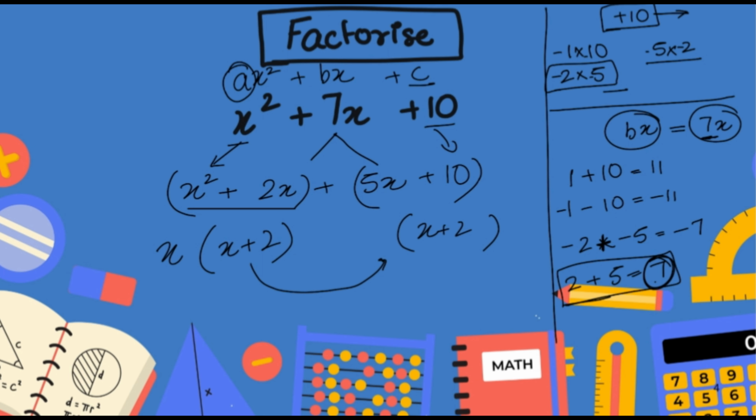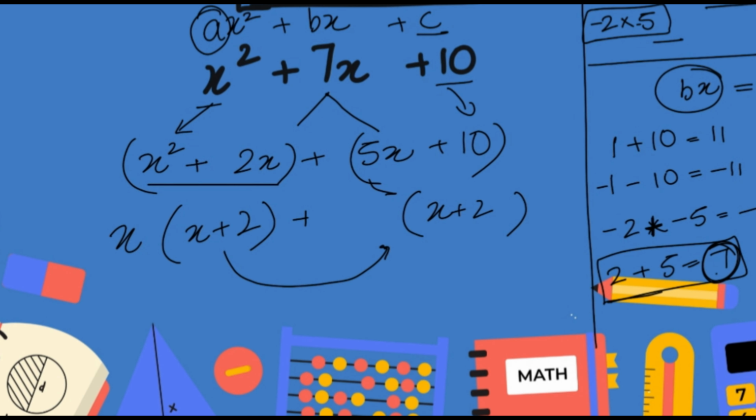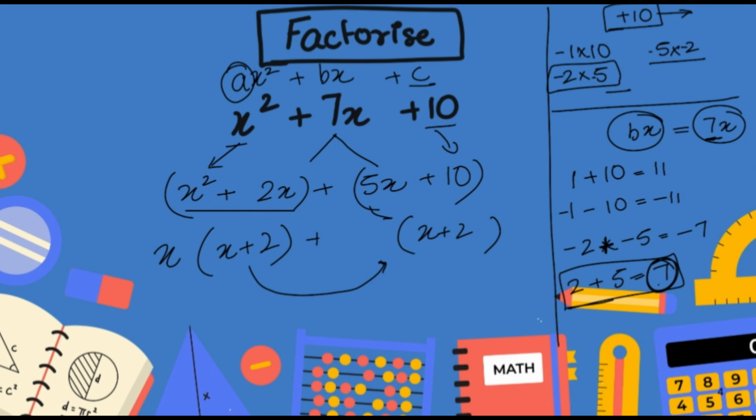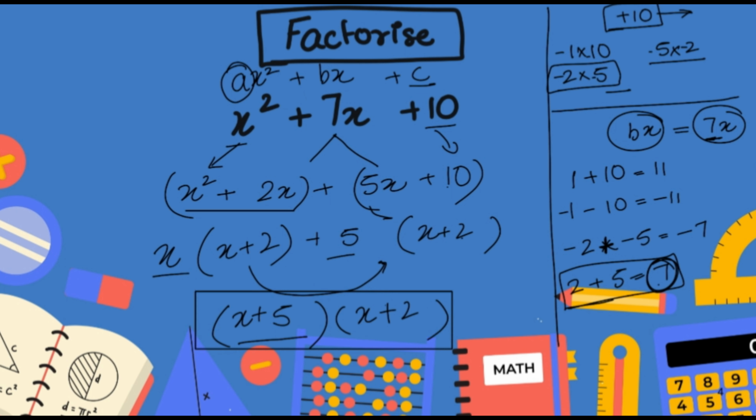Okay, now can you say what you have to multiply in order to get 5x? You have to multiply 5 in order to get 5x. 5 into 2, you get 10. So you got one bracket as common, that is x plus 2. I'm going to write it as it is. And for the other bracket, I'm going to add what's left outside of the bracket. So my final answer over here is 5x, x plus 5, x plus 2.